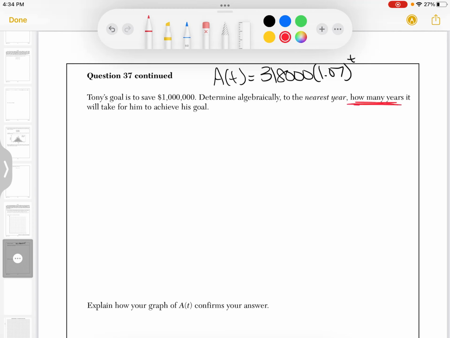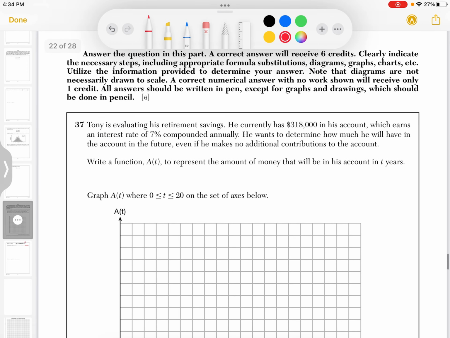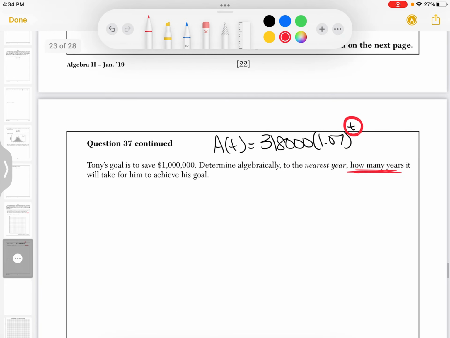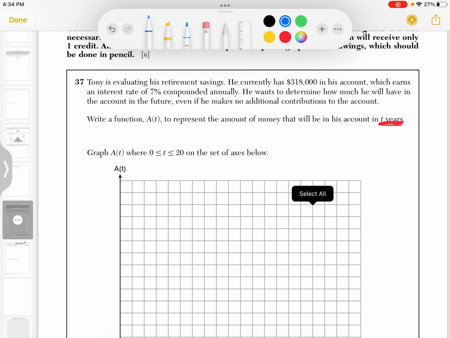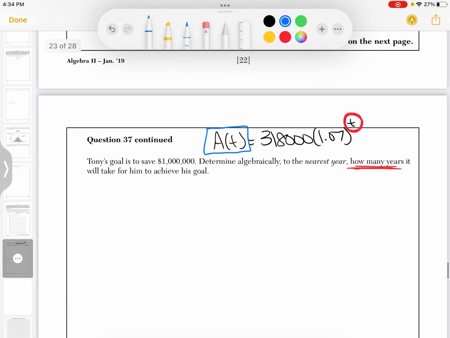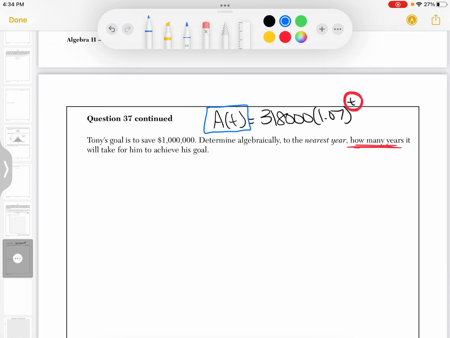Now, it's asking me to determine how many years. That means I'm solving for t, because up here it told me to use t for time. So if I'm solving for the amount of years, that means I'm solving for t. And if I'm solving for t, that means I have to plug in for the A of t. And A of t represents, where did it tell me? The amount of money in the account. So if I have to plug in for A of t to help me solve for t, and his goal is to save 1 million, that means I'm plugging in 1 million right here.